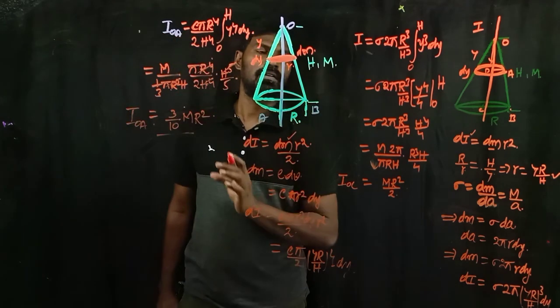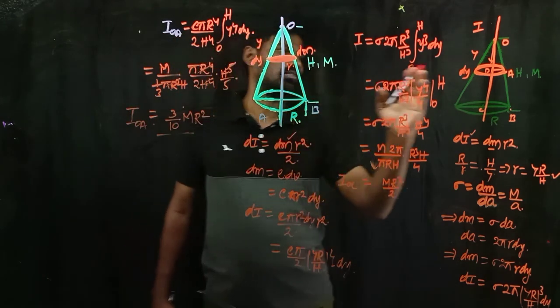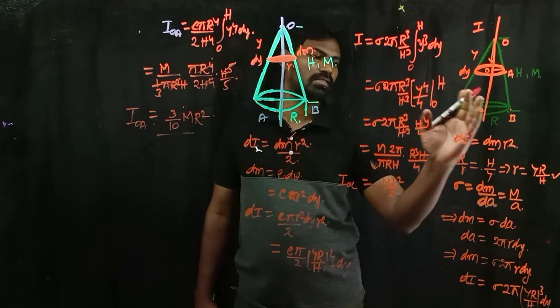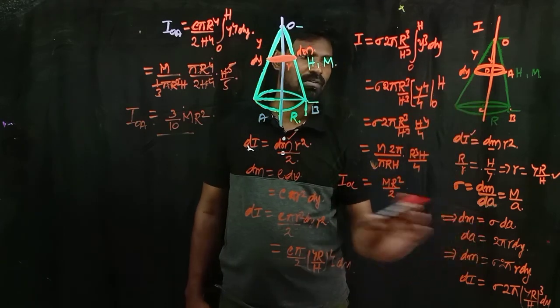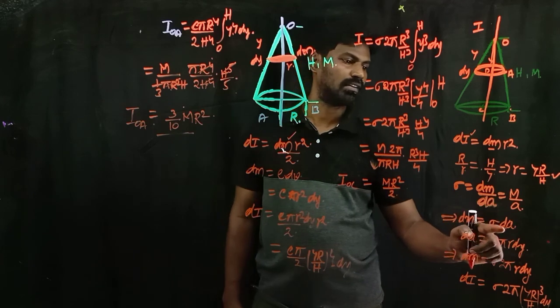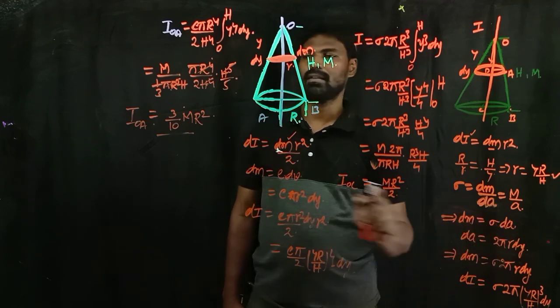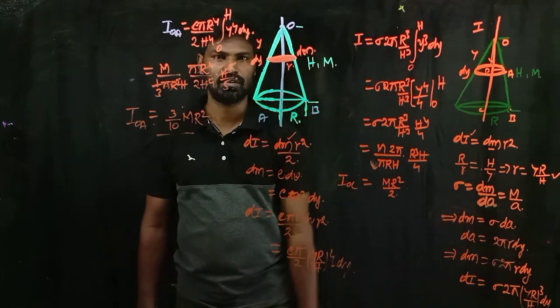So calculating the moment of inertia with respect to the axis for a solid cone as well as a hollow cone is very much similar only. The only thing is here we will consider area, here we consider volume. That is the only difference.